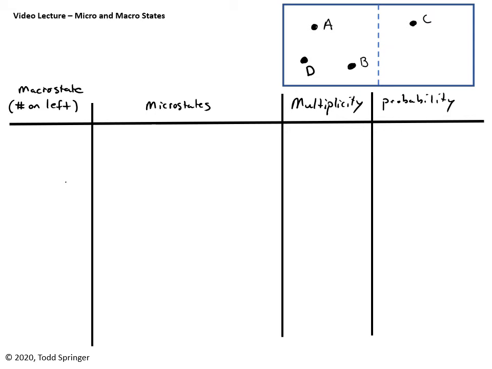Okay, so I'm going to work out a slightly more complicated example, which is with 4, A, B, C, and D. So these are all distinguishable particles. So I labeled them all A, B, C, and D. And we're labeling the macrostate as the number of particles on the left. So you could have 0 on the left, 1, 2, 3, or 4 on the left. And the microstate is the detailed arrangement that I have. Multiplicity is the number of ways that I can arrange that. And then finally we'll get to the probability. Okay, so let's start working this out.